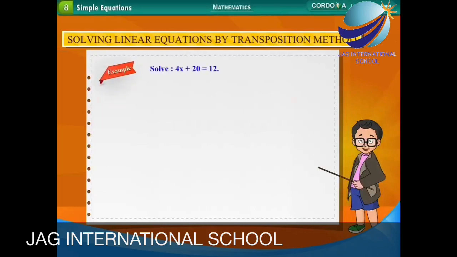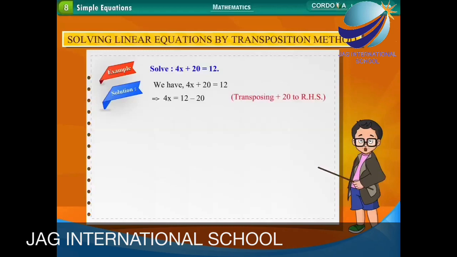Examples. Solve. 4x plus 20 is equal to 12. Solution. We have 4x plus 20 is equal to 12. This implies 4x is equal to 12 minus 20, transposing plus 20 to RHS. This implies 4x is equal to minus 8. This implies 4x upon 4 is equal to minus 8 upon 4, dividing both sides by 4. Hence, x is equal to minus 2.